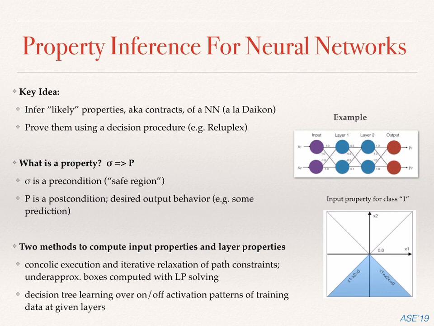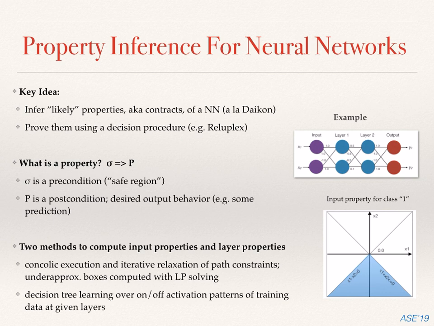And we developed two methods where we aim to compute input properties and layer properties. And the difference between them is that the input properties capture safe regions over the input space, while the layer properties characterize regions over the values of neurons at an intermediate layer. And the intuition is that neural networks work by extracting high-level features, which are captured by the values of the neurons at intermediate layers. So we hope with these techniques we can infer properties over these high-level features.